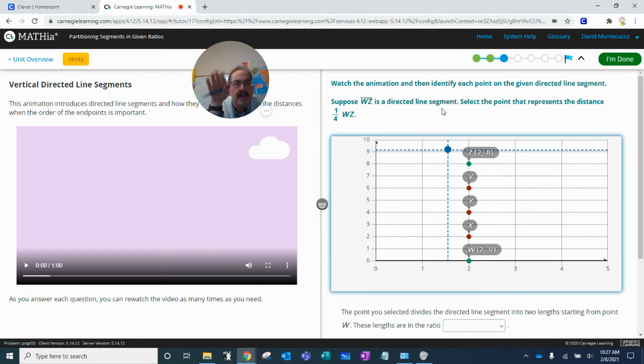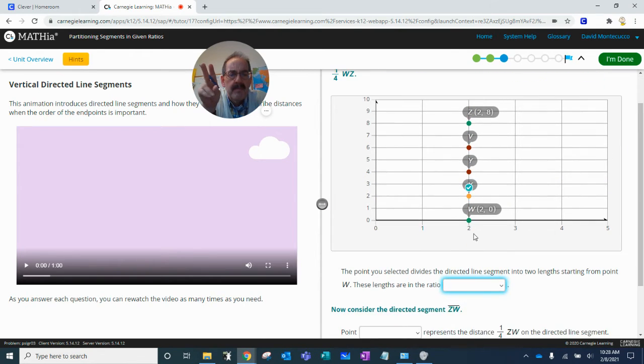Okay, now we're going up and down. Suppose WZ is a directed line segment, WZ. Select the point from 0 to 8 divided by 4. 8 units divided by 4 is every 2. Every 2 units. WZ, every 2 units. Okay. So now we have 8 units.